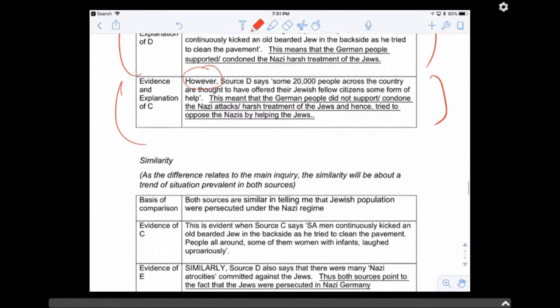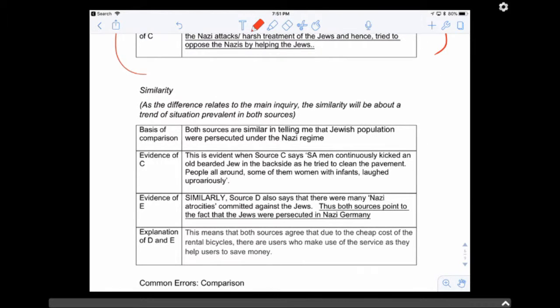So for similarity, you will have a trend or situation, right? It is either they have the same things but they are different in terms of the reason. Both can support the Jewish policies, but they can be different on the reasons for supporting the Jewish policy. Or they can also be similar in a situation that is happening. In this case, both are similar in telling me that the Jewish population were persecuted under the Nazi regime, right? They suffered greatly. That is your similar point, right?